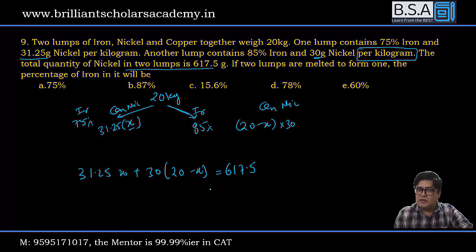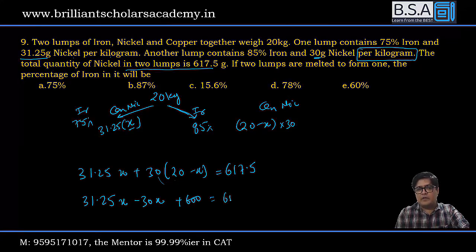Solve this. Give it a try. This 30 will go inside, it will become 600. So what I will have is 31.25x minus 30x plus 600 is equal to 617.5. If I rearrange, 1.25x is equal to 17.5. So by solving this, I will find x.